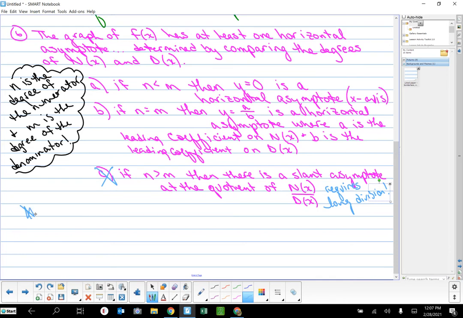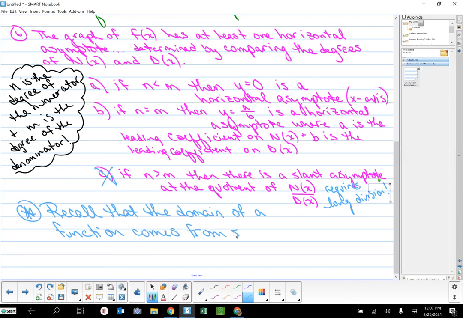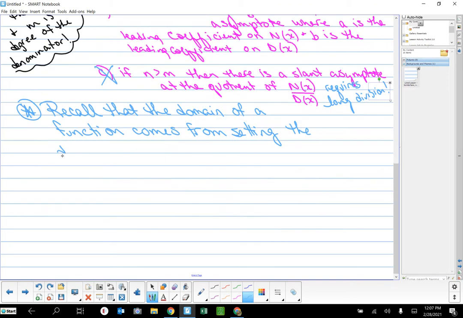All right, and then I have a little note in my notes to recall that the domain of a function comes from setting the denominator equal to 0 and solving for what x cannot be.